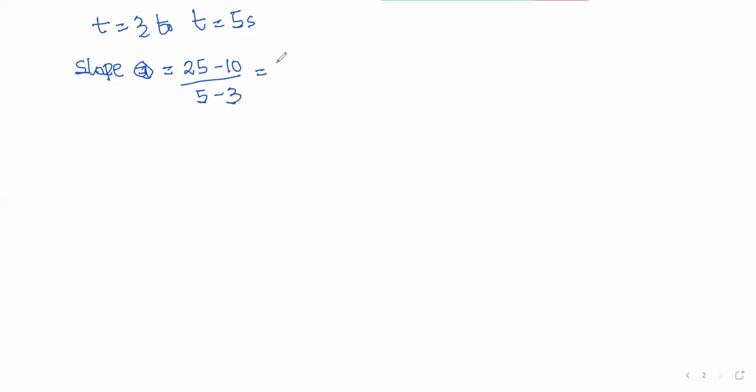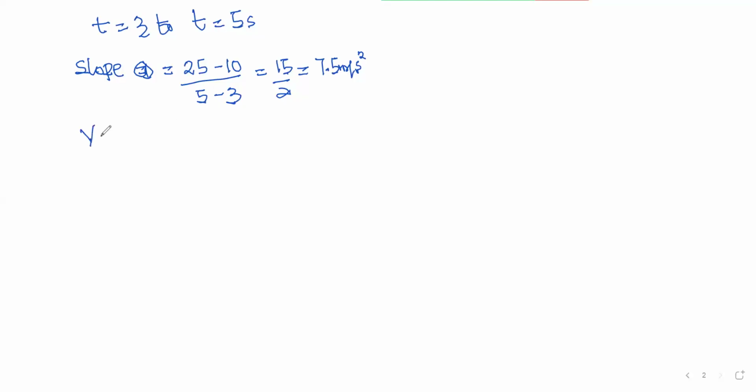And this is 15 on 2, aka 7.5 meter per second squared. Then question 15: what is the average speed of the object during the time interval t is equal to 6 to t is equal to 8?